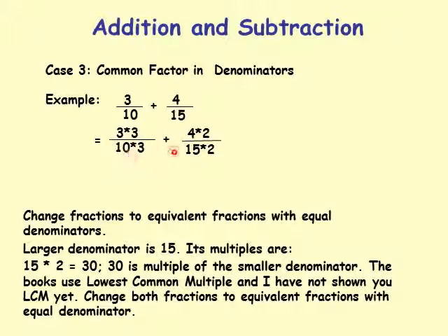Okay, now we can add the numerators here. That gives me 9 over 30 and 8 over 30. So this 9/30th and 8/30th we are adding together, we got 17/30th. Okay? The answer is 17 over 30 when you add 3 divided by 10 plus 4 over 15.